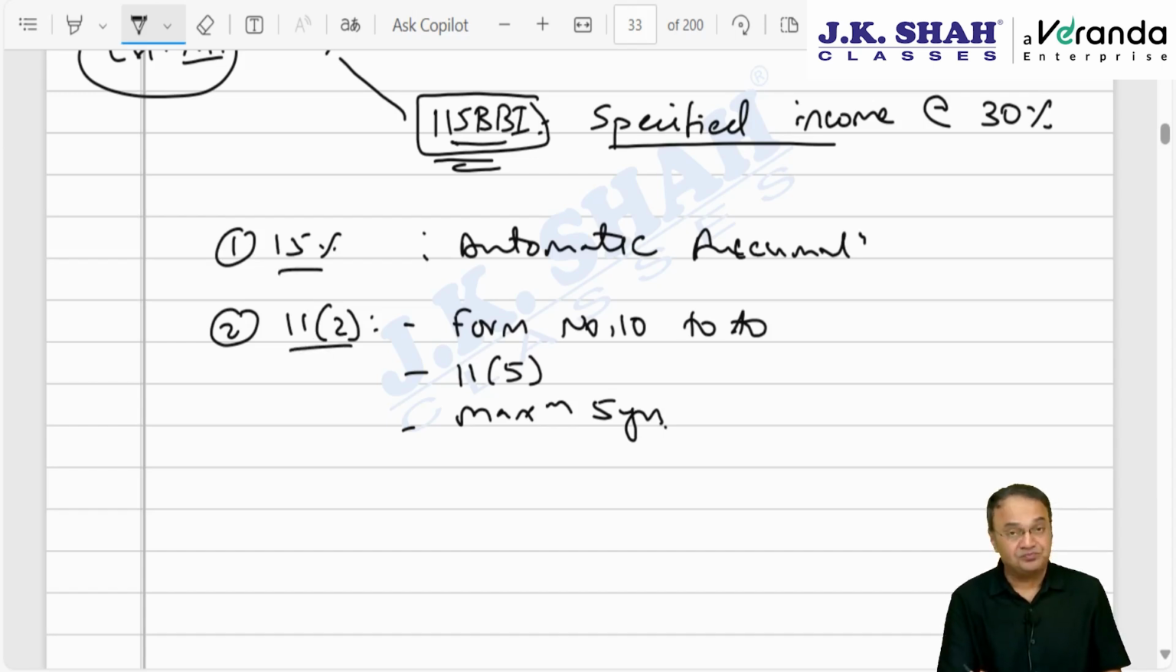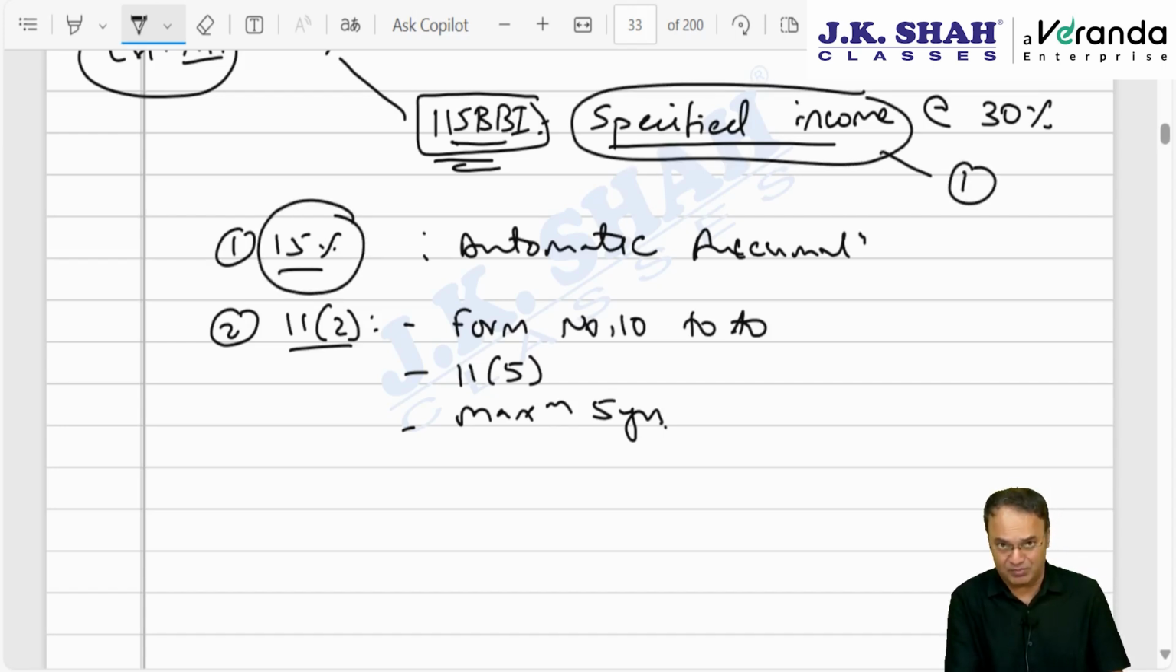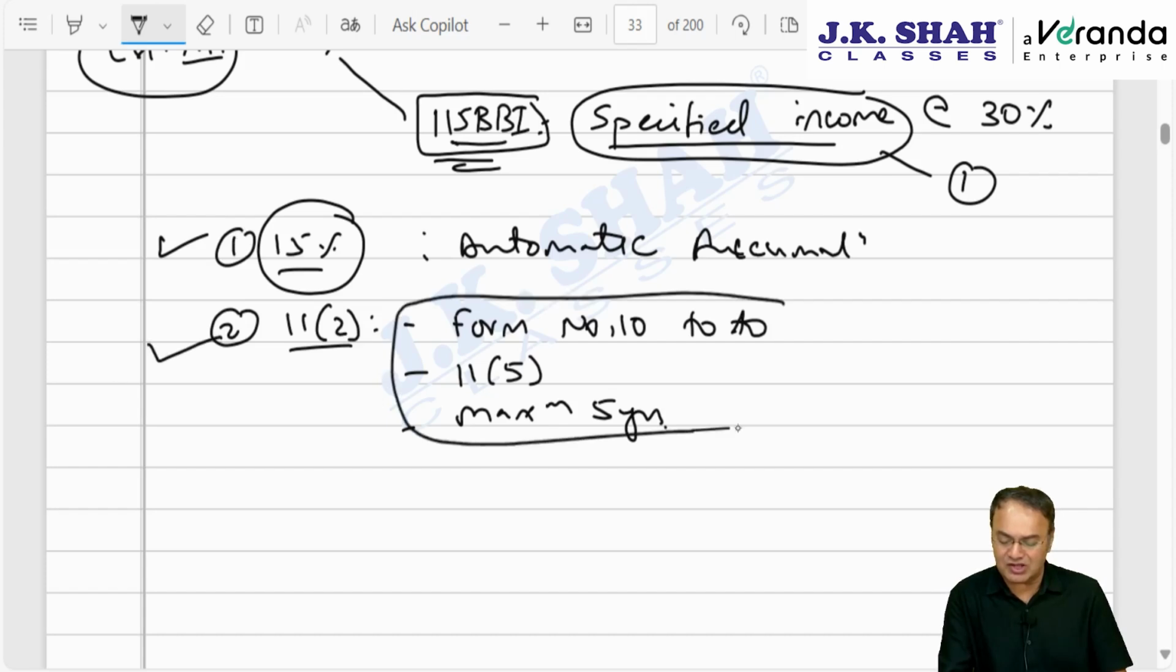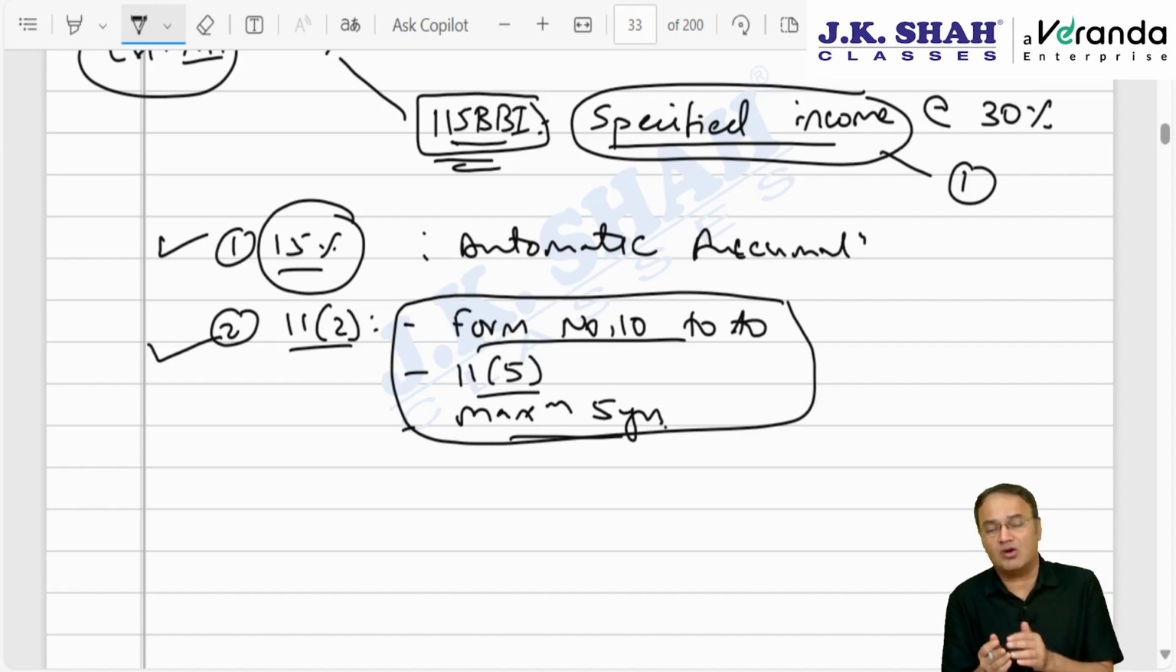11 subsection 2. It says that the very first income out of 5 specified incomes is any accumulation above and over first 15% which is not permitted, which is not allowed as per the act, or which is not allowed as per any specific provision of the act, then it will be taxed at 30%. What do you mean by not allowed as per any specific provision? Answer, this is allowed provided all conditions are satisfied, then it is allowed. If any of the conditions is not satisfied, then it is not allowed. Not allowed, then it will be taxed.